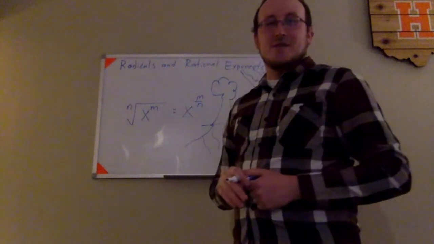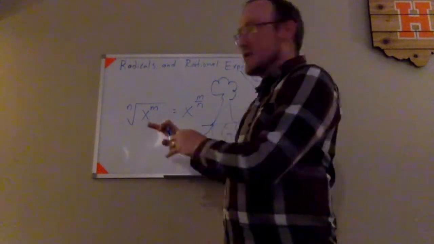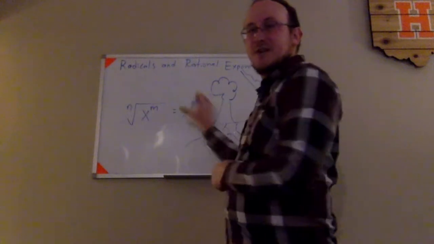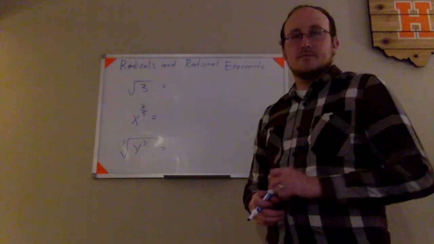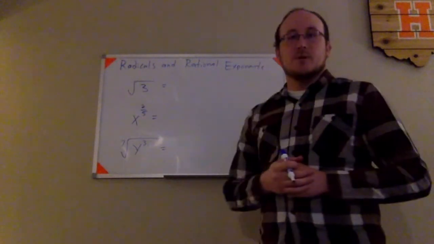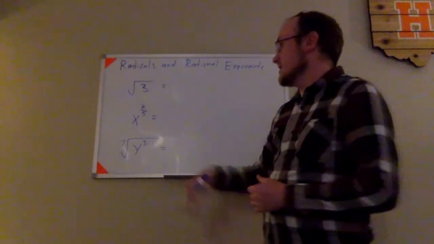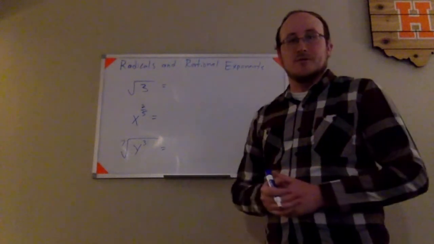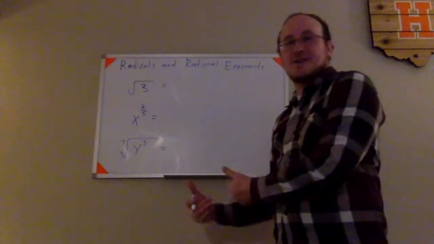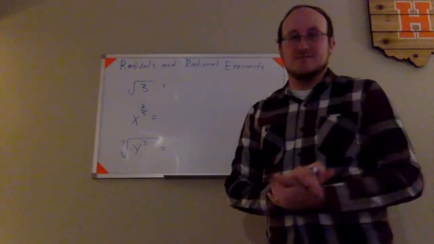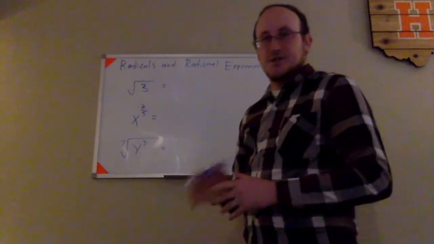So now let's take a look at how we can actually use this to convert from radical form to rational exponents, or the other way around. Okay, I've thrown together a couple quick examples here, and I just want to convert these from their current form to the equivalent form, whether that's from radical form to rational exponents or rational exponents back to radical form, just so you can see the connection here.